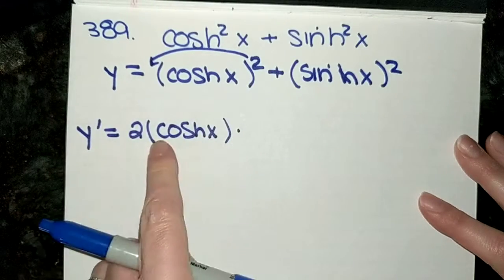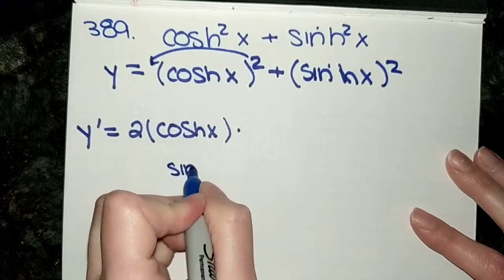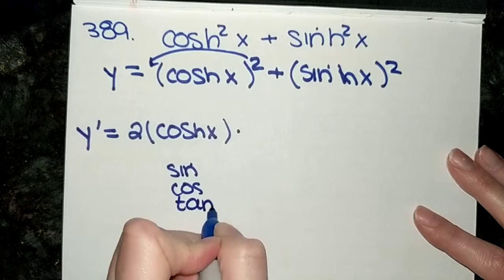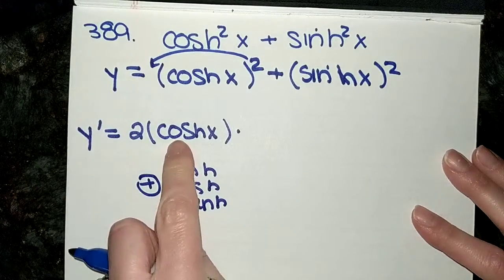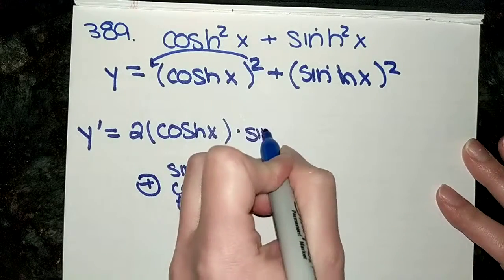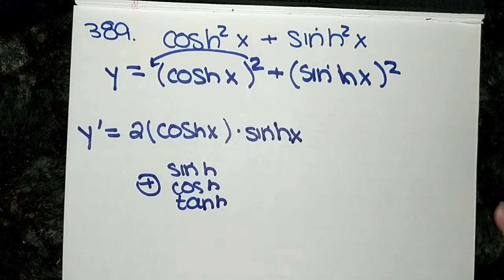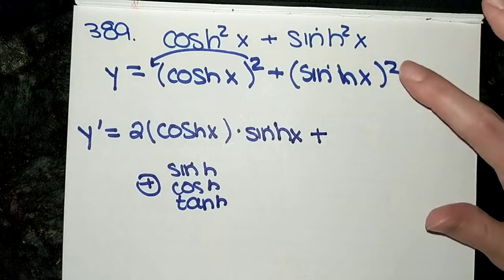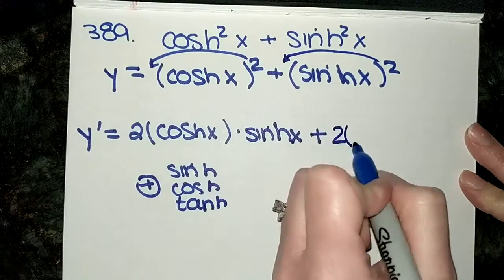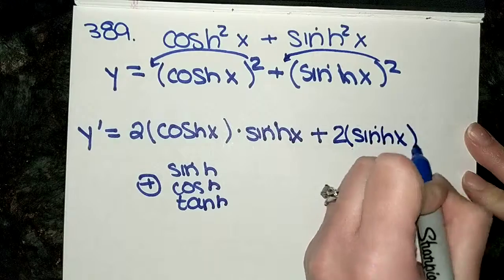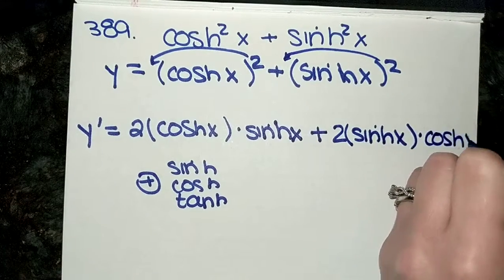then multiply by the derivative of this hyperbolic cosine, which again, remember that sine, cosine, and tangent, when you're talking about the hyperbolic of those, are all positive. So hyperbolic cosine is going to go to a positive hyperbolic sine. Okay? And then we would have plus, and then do a similar chain rule process for the second term. So you would bring down the 2, keep the inside fixed, and then multiply by the derivative of the inside, which would be hyperbolic cosine.